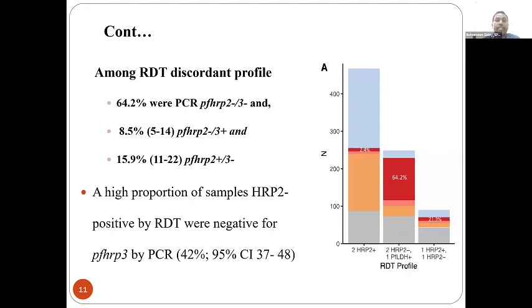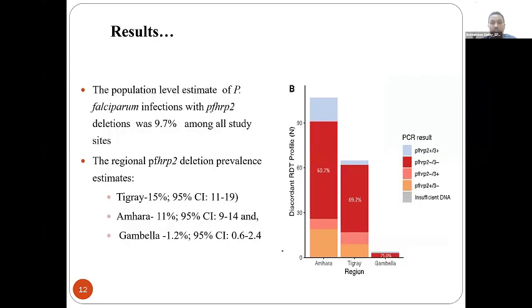PF-HRP3 only deleted. Another issue is the high proportion of samples that were HRP2 positive and detected by RDT but negative for PF-HRP3 by the PCR, which we detected in around 42%. These are the RDT profiles, shown in red on the right side.